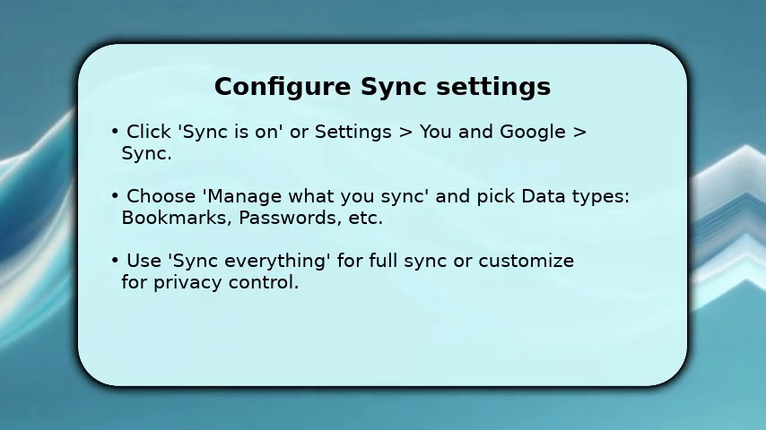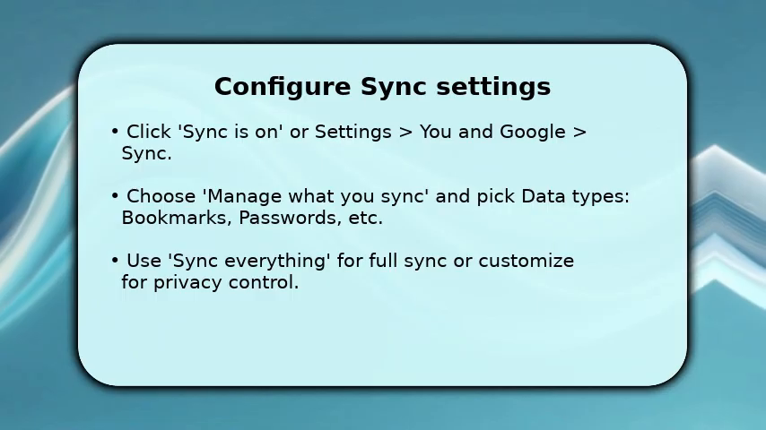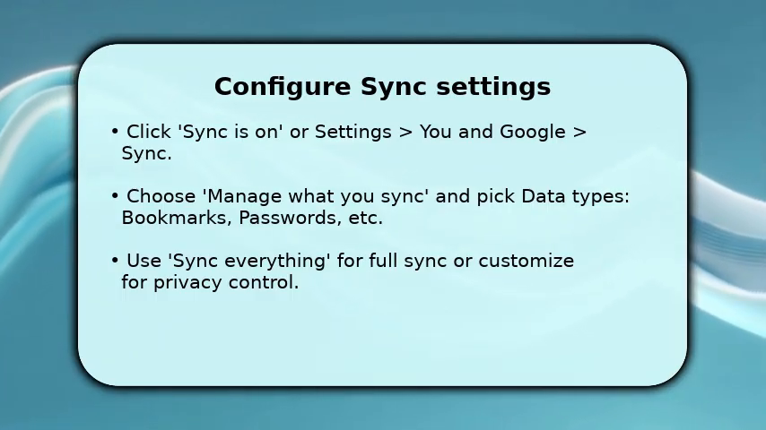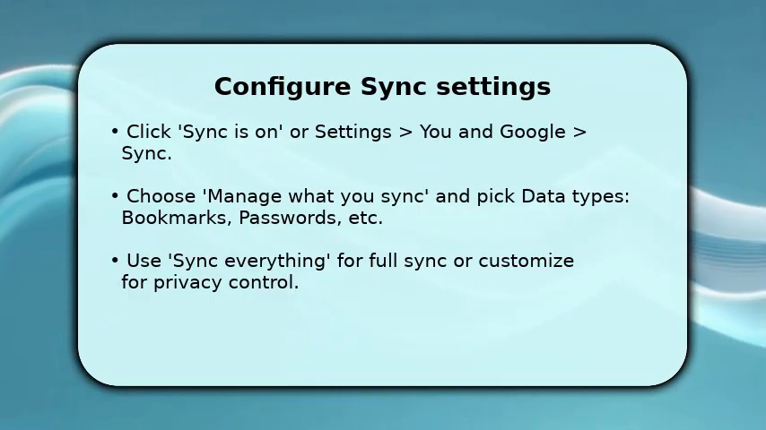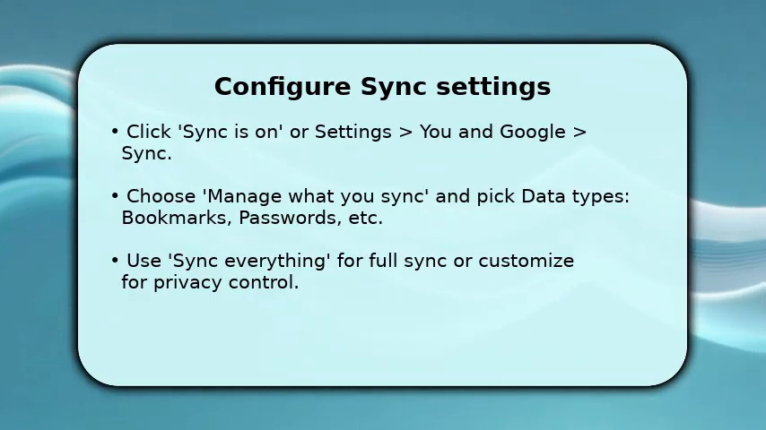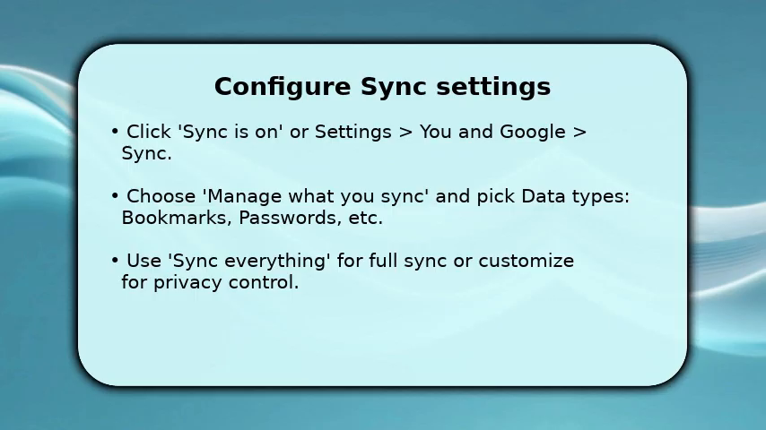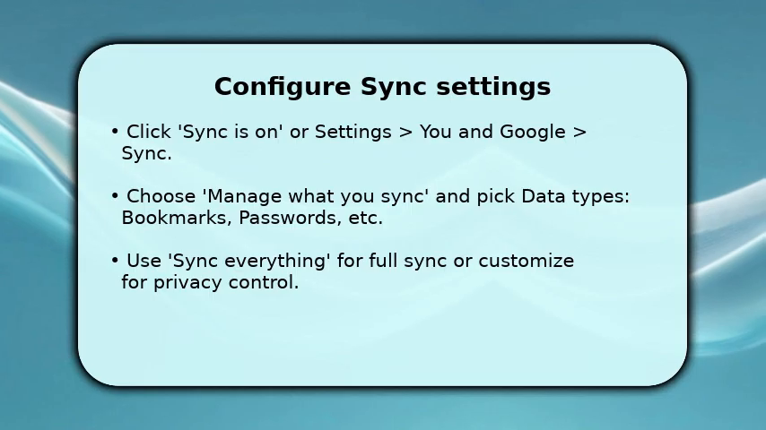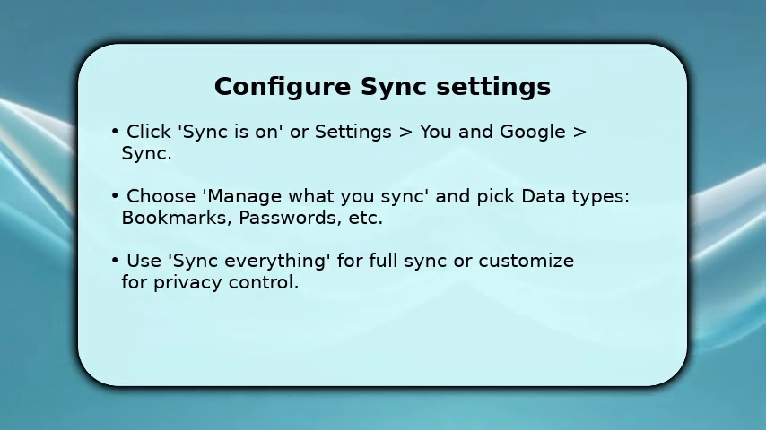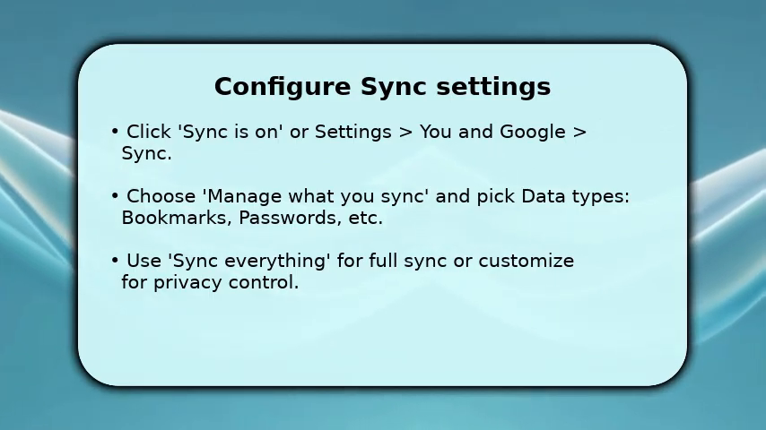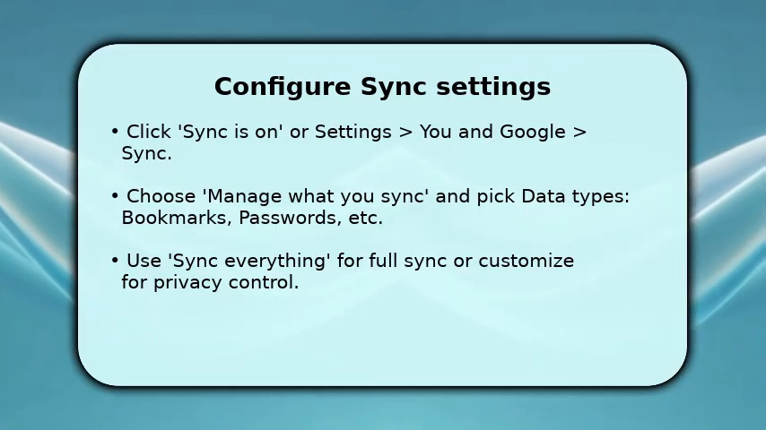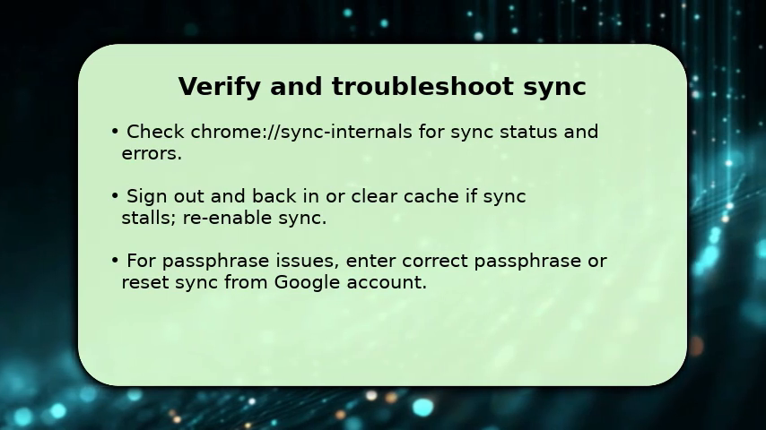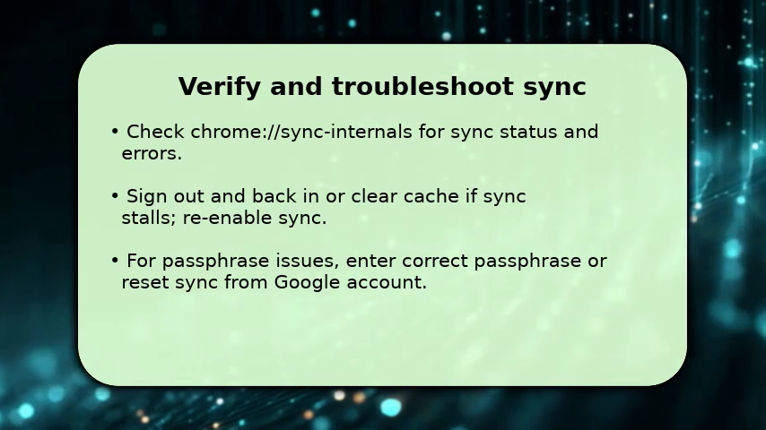You can pick Sync Everything to replicate all data across devices, or select Manage what you sync to include bookmarks, passwords, history, extensions, and more. Choosing specific data types gives you privacy control and reduces bandwidth. Make adjustments now and confirm that encryption settings match your preference, either Google's default or a custom sync passphrase for extra security. To finish, verify sync by visiting Chrome//sync internals or by checking another signed-in device.